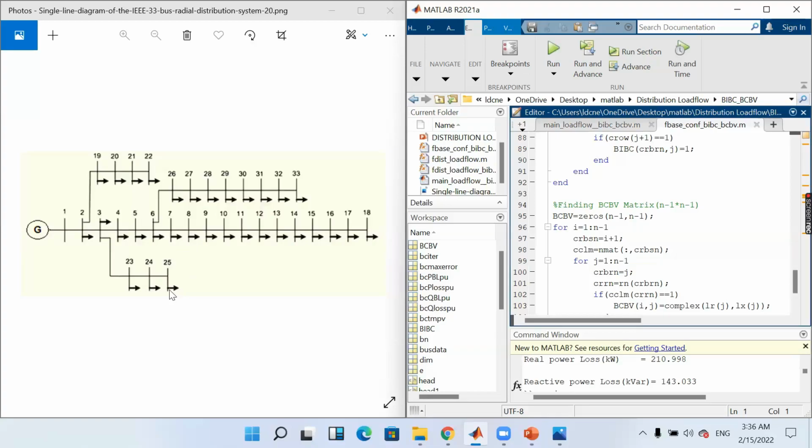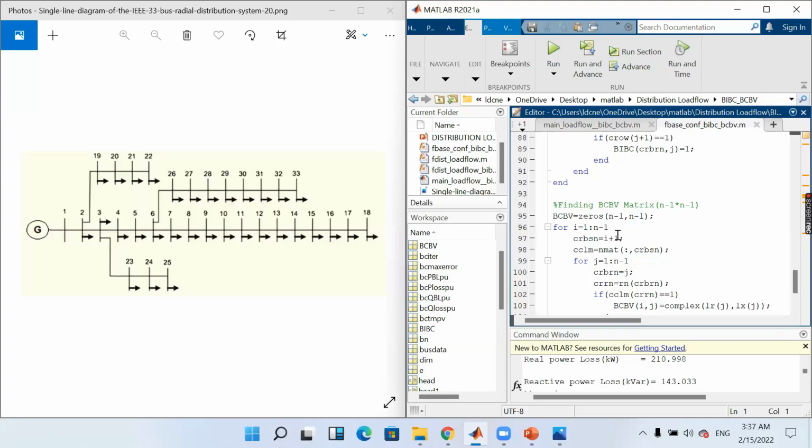After that, we have to find the branches associated with those buses having their value 1 corresponding to that row, considering that bus as a receiving end. So here we have run the loop from 1 to n minus 1, because we have to run the loop from 2 to n. That can be easily found by adding 1 to this loop. So the corresponding bus number is I plus 1.